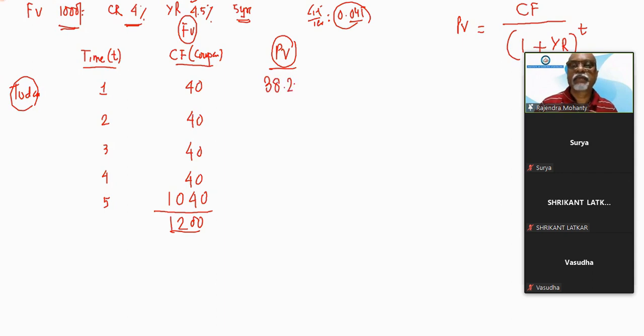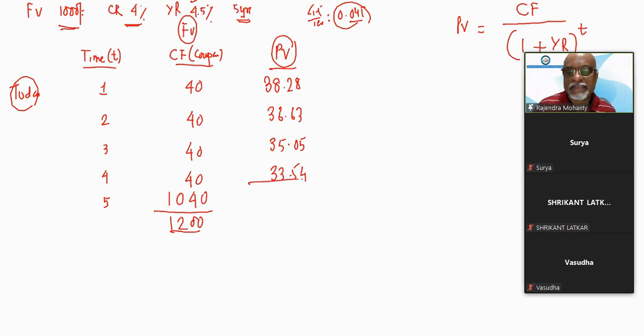38.27 or 38.28? 38.28. Okay. Do not do anything else after getting this. Just press equal to, and you will get the second answer. Just press equal to in the calculator. 36.63. Very good. Again press equal to. 35.05. Again press equal to. 33.54.